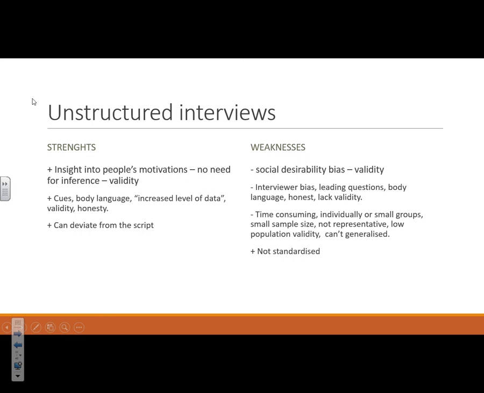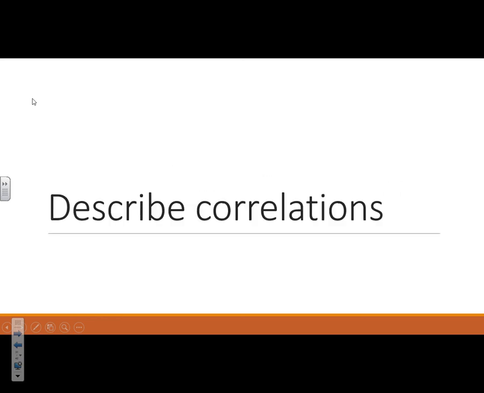However, problems with social desirability bias, interviewer bias, and time consuming, as we've said before, but also they're not standardised. I don't know why that's a plus, it should be a minus. It's not standardised, so therefore it's very difficult to replicate, so you can't check for reliability, you can't check whether the results were a fluke or not, because you cannot complete the experiment in exactly the same way again.